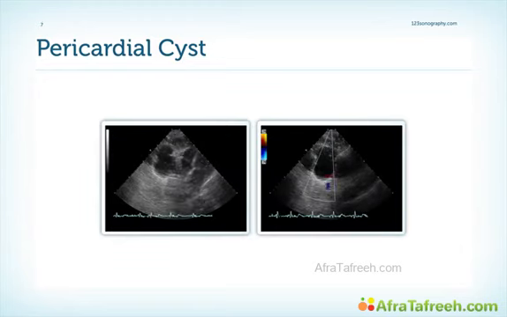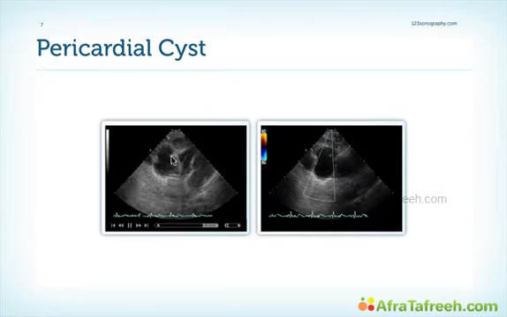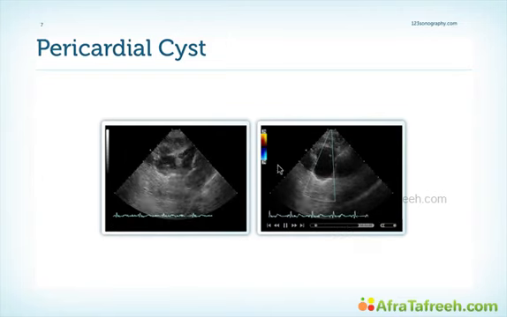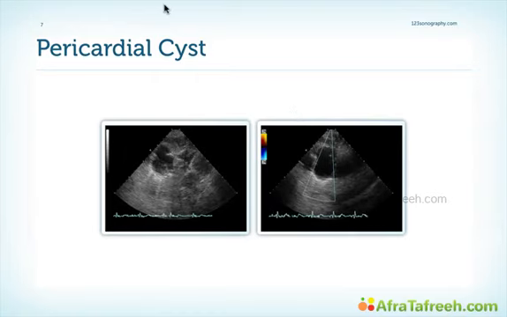To better visualize and investigate such cysts, it is advisable to move the transducer more towards the right. Here you will see a very large cyst with a partial septation. If you use color Doppler, you will note that there is no flow within the cyst. Color Doppler, and also pulse wave Doppler by the way, is very helpful in differentiating a cyst from other pathologies which might be connected to the heart, such as diverticula or other vascular abnormalities.